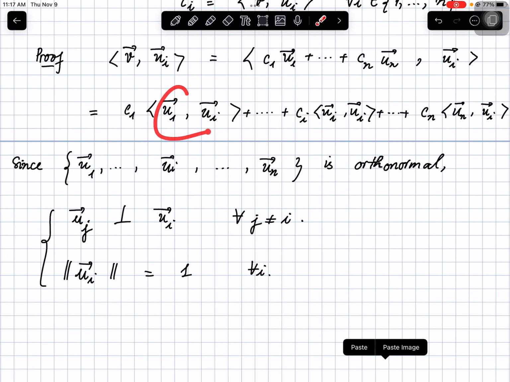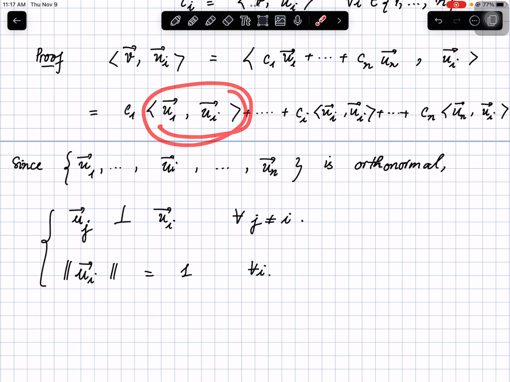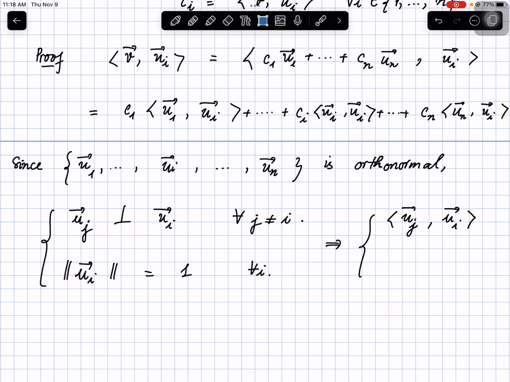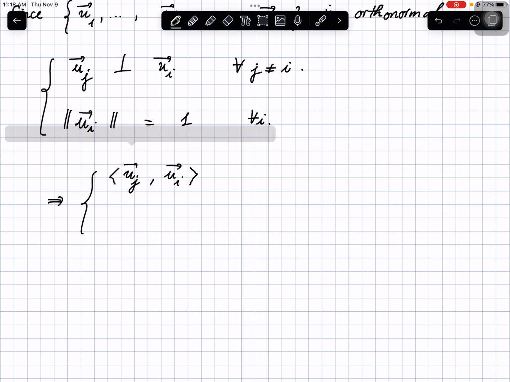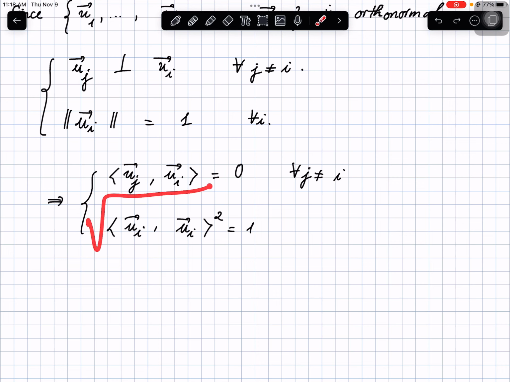So since U1 is orthogonal to Ui, this inner product is 0. The first condition implies that the inner product of all Uj with Ui is 0 for all j different from i. The second condition says that the inner product of Ui with Ui itself, actually squared, equals 1, right? And we can take the square root of both sides. So we get this one, the inner product of Ui with Ui is 1 for all i.